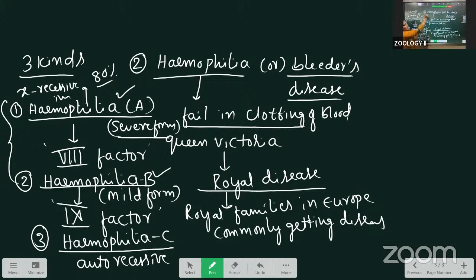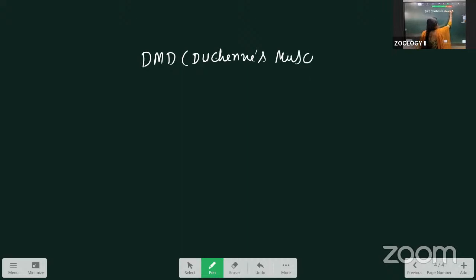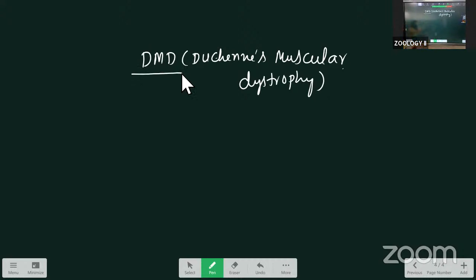First, we already discussed the color blindness types. Second, the hemophilia types we also discussed. Next, we are going to the last disease, called DMD, Duchenne's muscular dystrophy. This is also one type of X recessive inheritance.